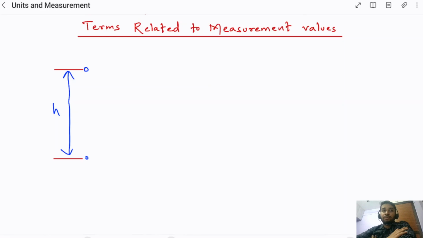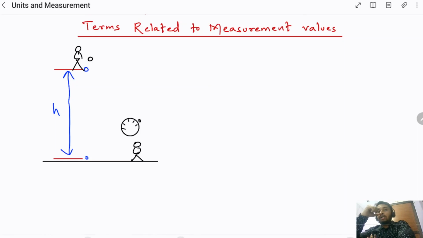Then to conduct this experiment, what I will do is take help of my friend. I can ask him to go to the top of the building, and I'll be standing near the foot of the tower with a stopwatch, and I'm going to ask him to drop the object. So I'll start the stopwatch when he drops the object, and I will stop the stopwatch when the ball just hits the ground.